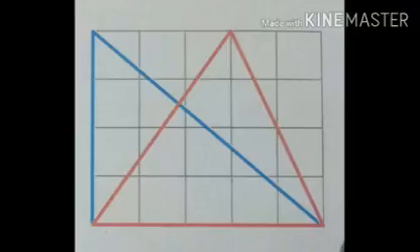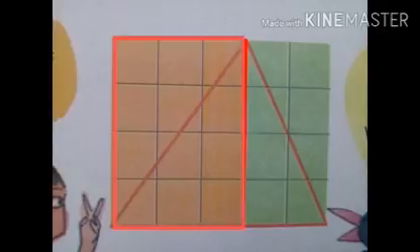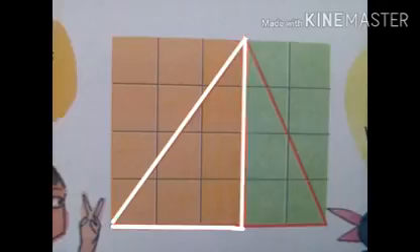Now let's find the area of the red triangle. But before that, let's divide this red triangle in two portions. One part of a triangle lies in orange rectangle and is half of that rectangle. Also, orange rectangle has 12 boxes inside it. Means its area is 12 square centimeter. So the area of orange triangle is half of 12, that is 6 square centimeter.